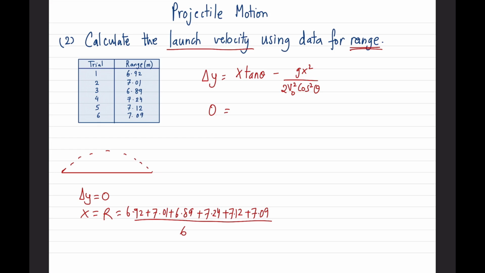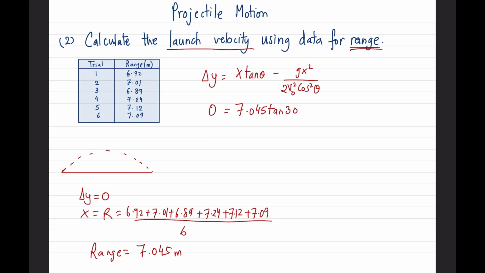I get the answer as 7.045. That's the value for the average value for range which I get. So that's the value for x. I can substitute that, 7.045. Then tan theta is the launch angle which was 30.